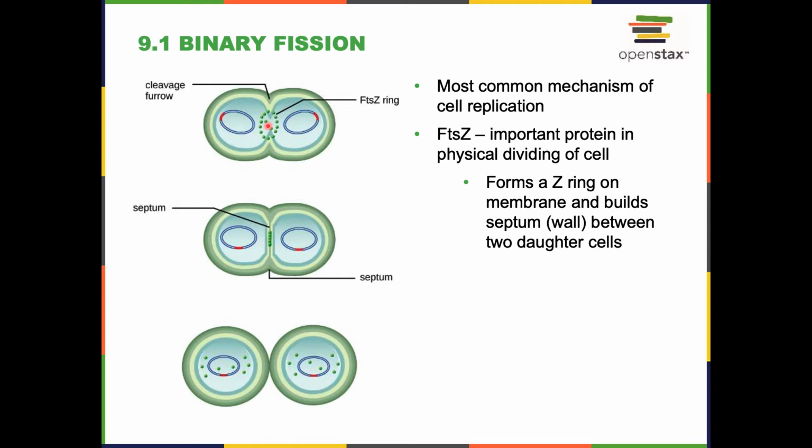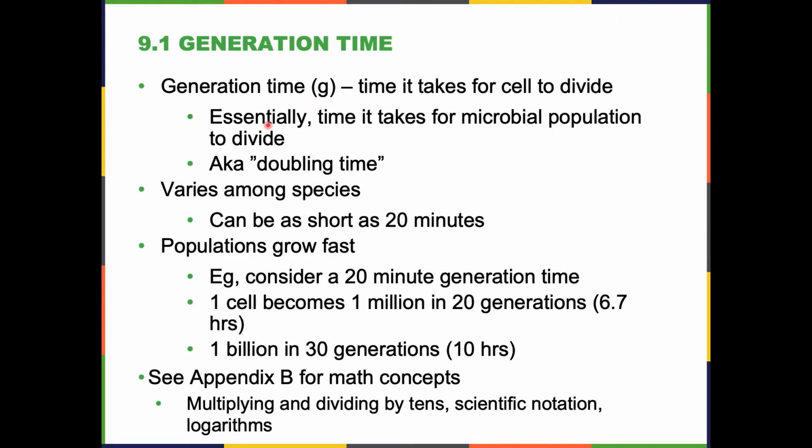So the thing about reproduction is that we can measure this, right? We define this term as generation time, because all things being equal, the time it takes for a cell to divide is going to be the same. So we call this generation time, sometimes doubling time. It's just the time it takes, once the two daughter cells are formed, for one of those two daughter cells to become two daughter cells.